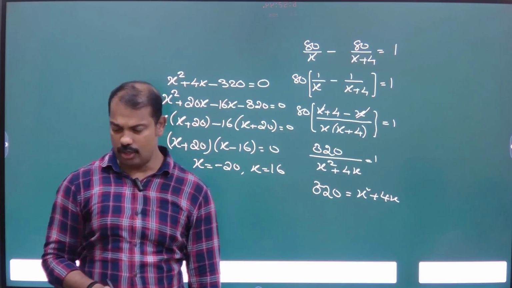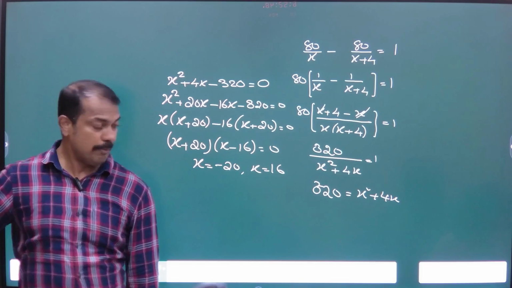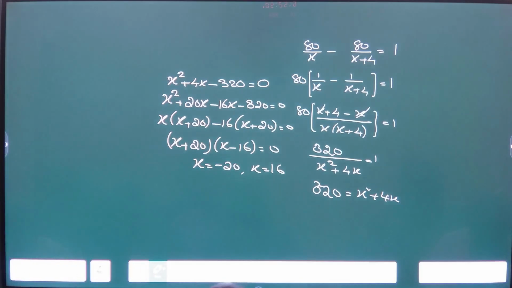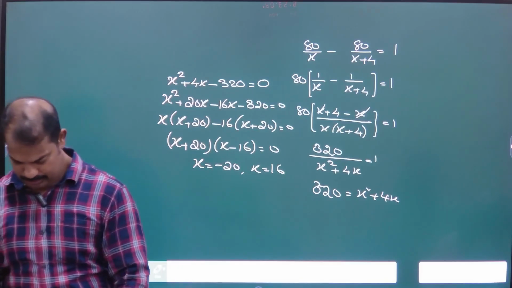But number of books cannot be negative. So number of books he bought is equal to 16. ये क्वेश्चन है.